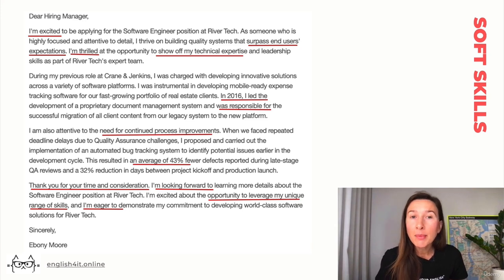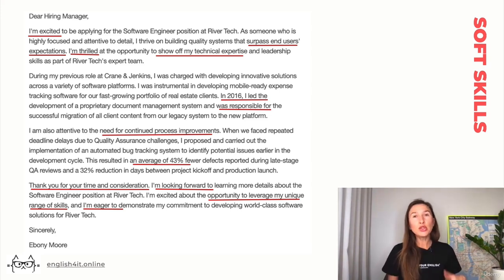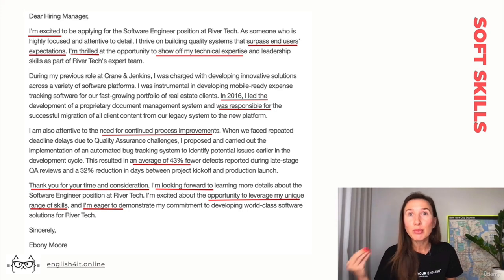Then I'm also attentive to the need for continued process improvements. Again, so if you want to talk about the fact that you care to improve something, you can use this expression, right? I'm attentive to the need, or I always look into the need for continued process improvements. So if you're talking about improving processes on the team.